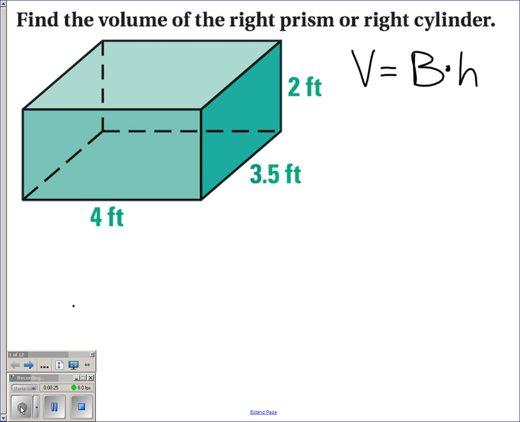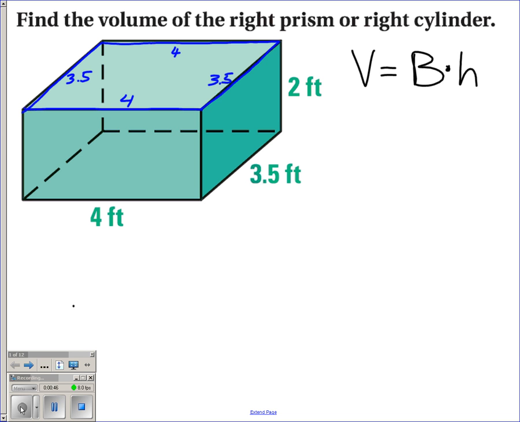Now, the base in this case, if you leave this rectangular prism as it is, would be the top here, right? Top or bottom, and they both have the same dimensions. So this would be 4, 3.5, 4, 3.5 all the way around.